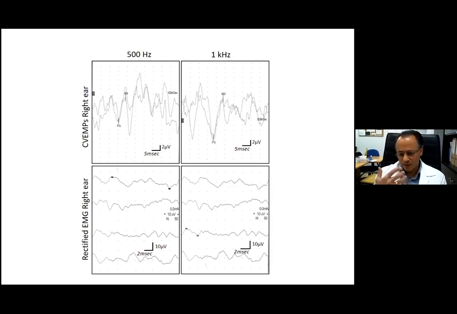So if I may express my personal opinion, for those who do plan to publish these papers, and if you do see these papers in the future, have a skeptical thought in your mind that the fact that a response is unobtainable at 500 hertz does not mean you will not get a CVEMP, full stop. Going to 1 kilohertz may allow you to get a response and confirm the presence of something that would support the diagnosis of Meniere's disease.